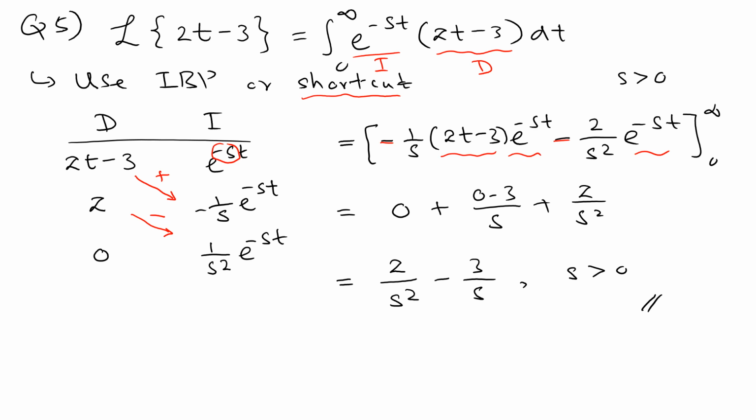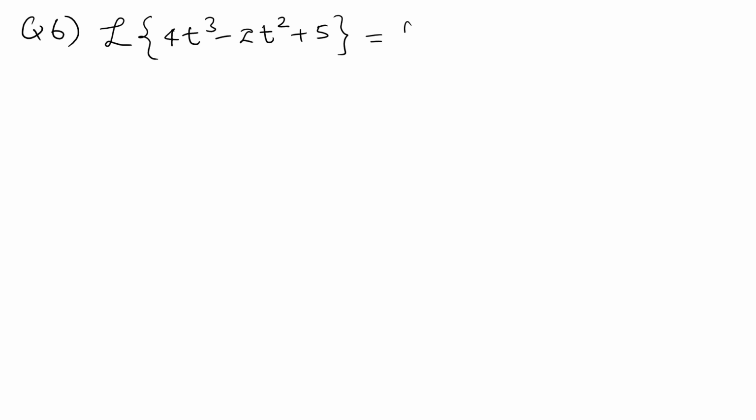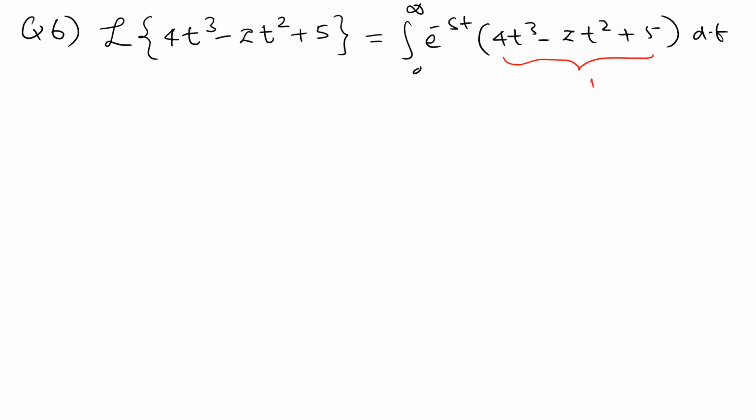Okay, so let's look at the next one. We're going to find the Laplace transform of 4t cubed minus 2t squared plus 5 using the definition. So again, we write the definition as the integral from 0 to infinity of e to the minus st times the expression, so it is 4t cubed minus 2t squared plus 5 dt. And again, for this one, we're going to use the shortcut. We pick this one as the D part and the rest as the I part. So let's write the table, D and I.